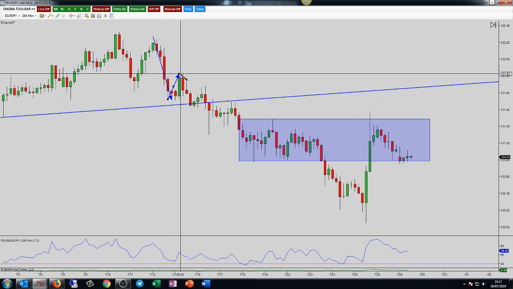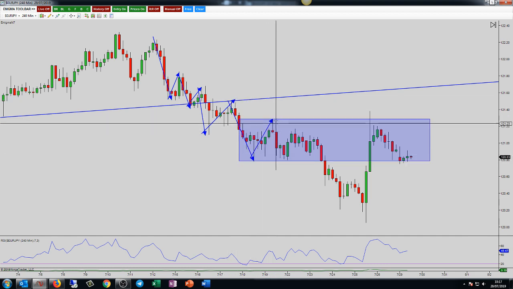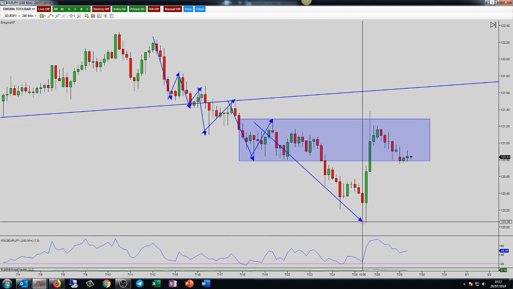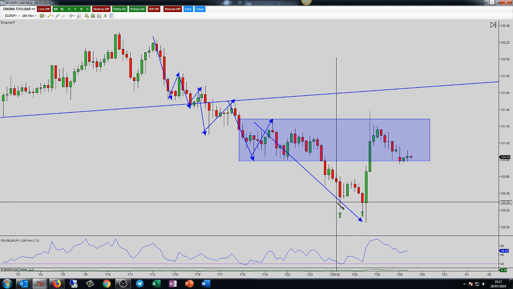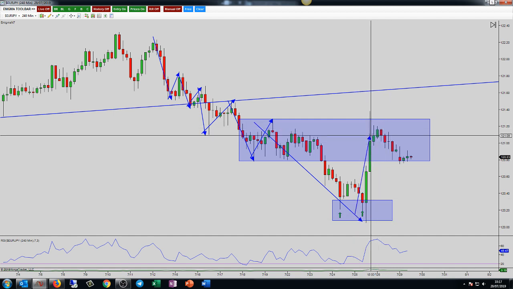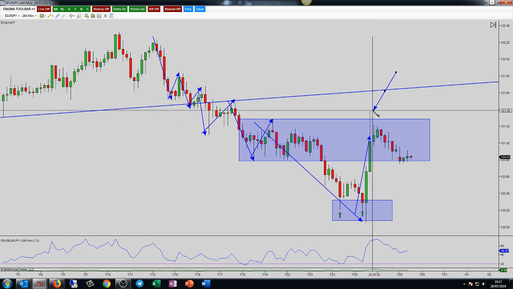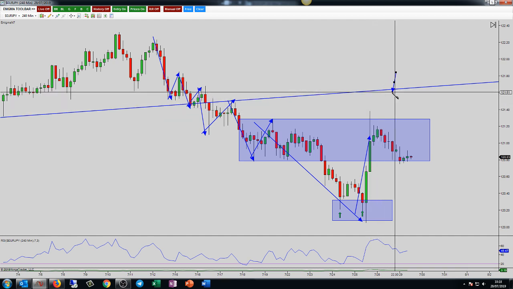We've come right into the structure level, so let's draw this out. A move lower, a pullback, a move lower, a pullback, a move lower. Retest down here, and then we saw the move back up. And because of this wick, we would need now a confirmed break, a close above this level, before we come up to test this trend line structure just here.